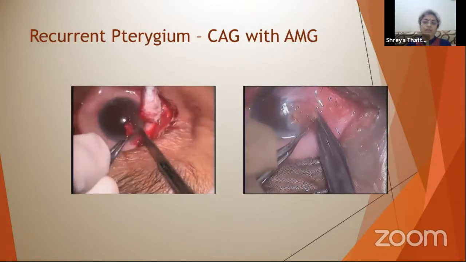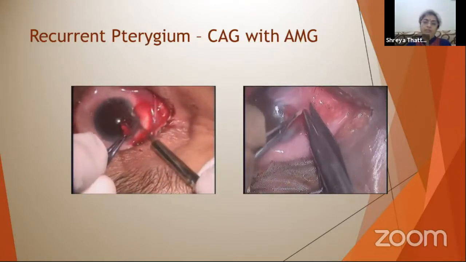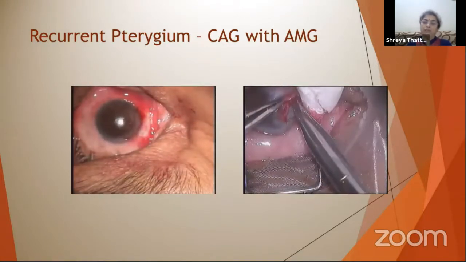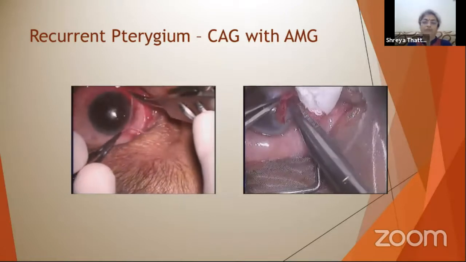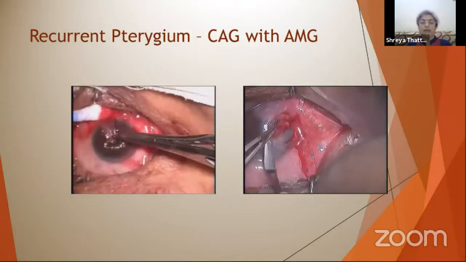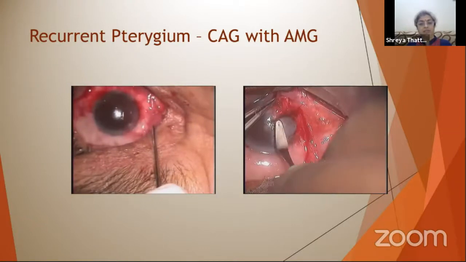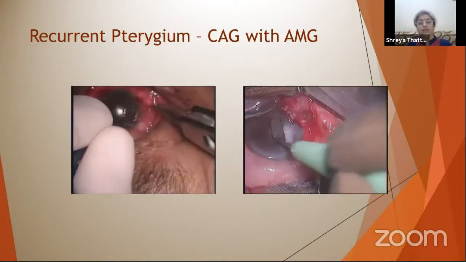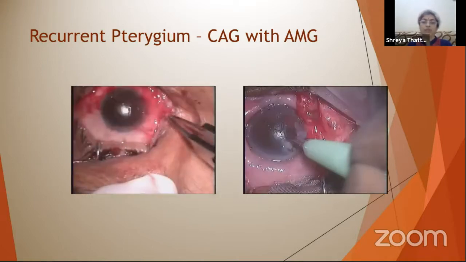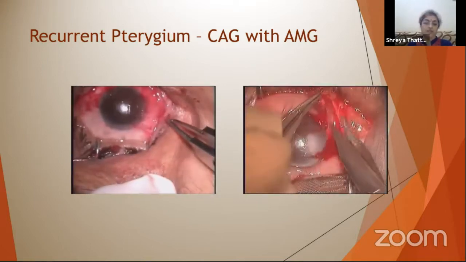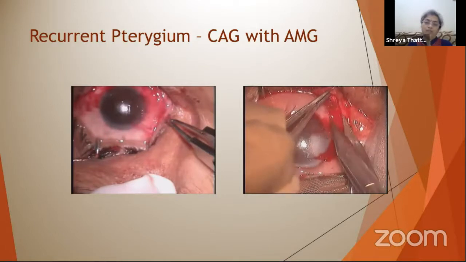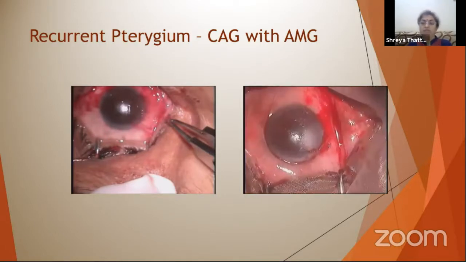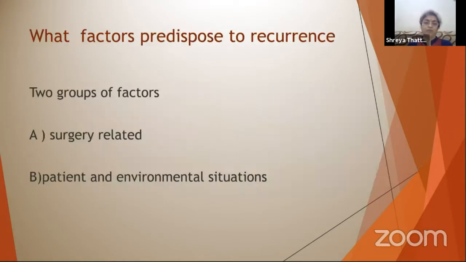So here you can see the pterygium excision is done as you have already seen, but in recurrent pterygium we have to be very careful in dissection, because beneath the recurrent pterygium you may get thinner areas of scarring, or even scleral thinning may be present. So one needs to be very careful while dissecting. After doing the excision, you can put the amniotic membrane, and over the amniotic membrane, the conjunctival limbal autograft can be placed.